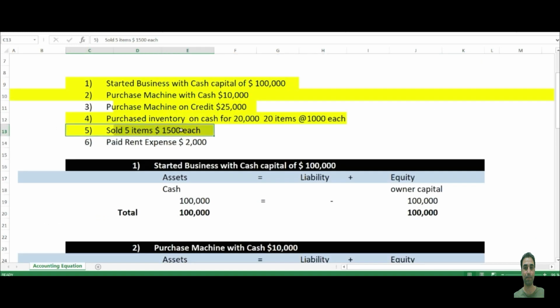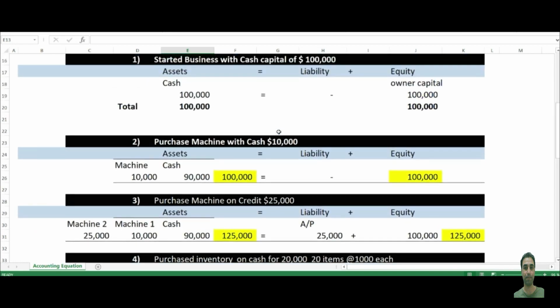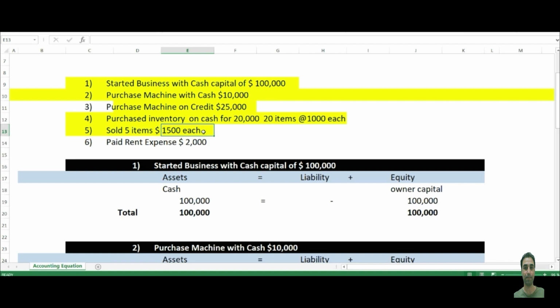You have sold 5 items at the rate of 1,500 each. If you remember, you have purchased these items at the rate of 1,000 and you are selling it at 1,500. So you are getting a profit of 500 with each item. Okay, now let's see what will be the effects of this. You have sold 5 items, so how much total cash will be increased? 7,500. So what is the cash? Cash is your asset of 7,500. So cash asset of 7,500 will be increased in your accounting equation.